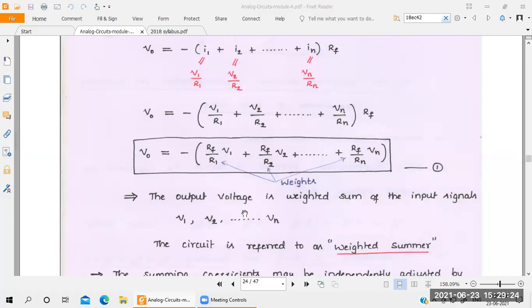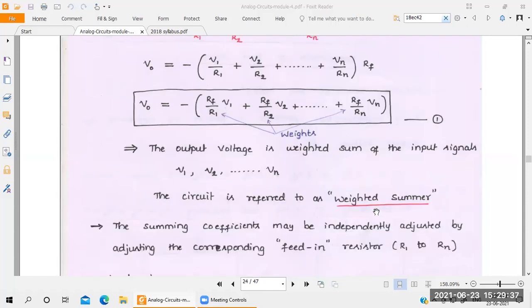For that, we take weights, that is the feedback resistance divided by the input resistance, and that is the weight. So in order to add the input voltages, you have to adjust the resistance value. That's why we call it a weighted summer. Again, there is one more coefficient for the summing here. It is independently adjusted by adjusting the corresponding feed-in resistor.